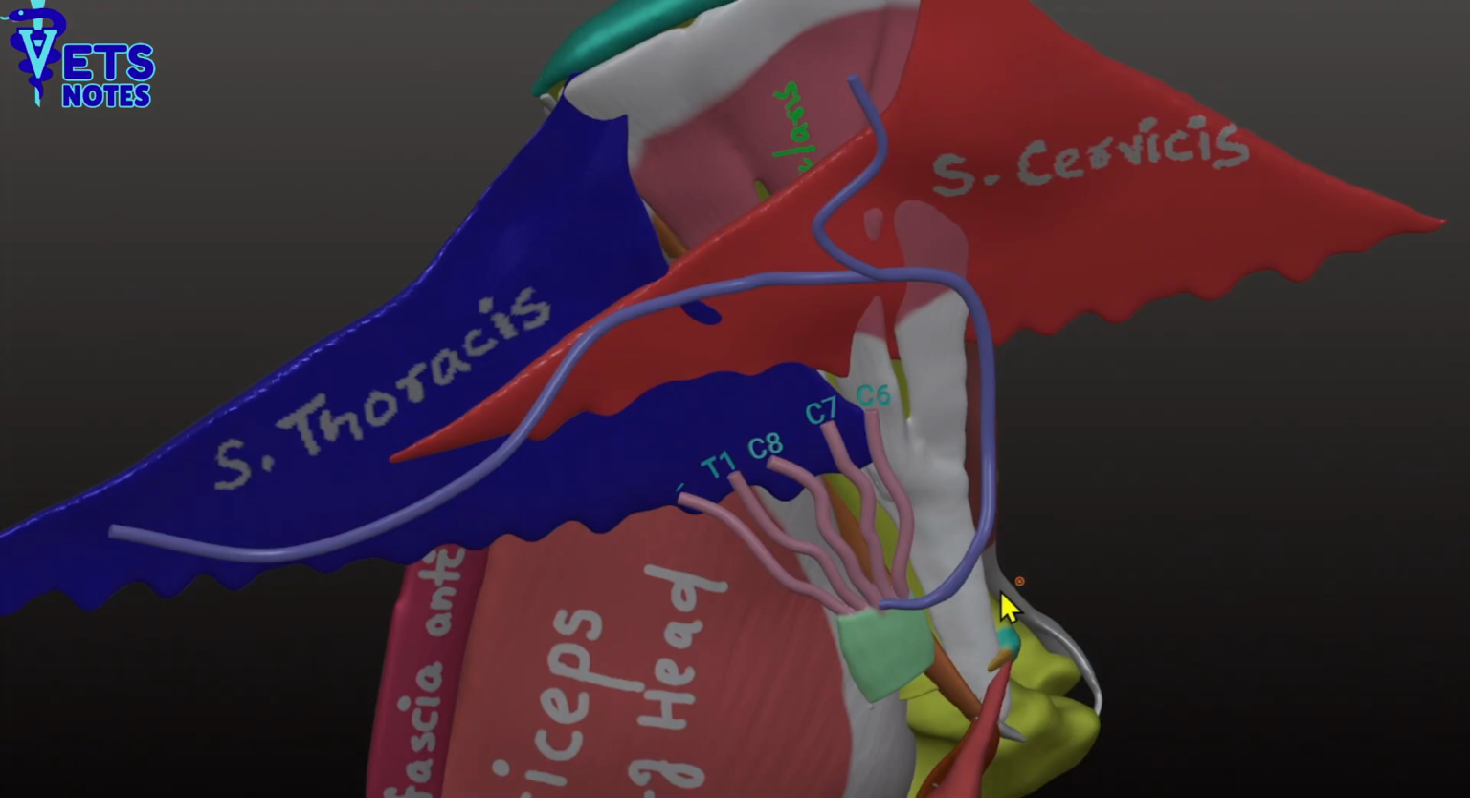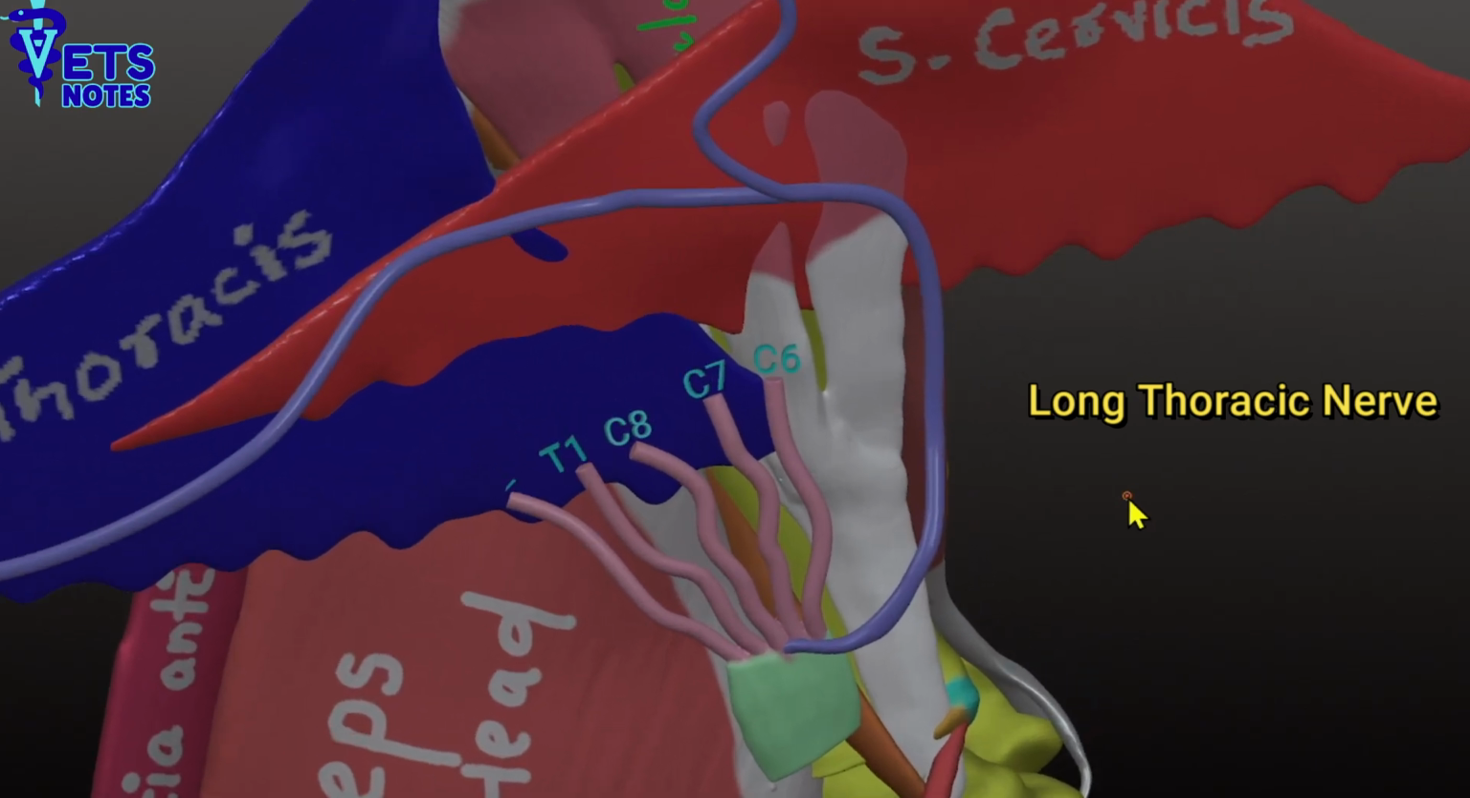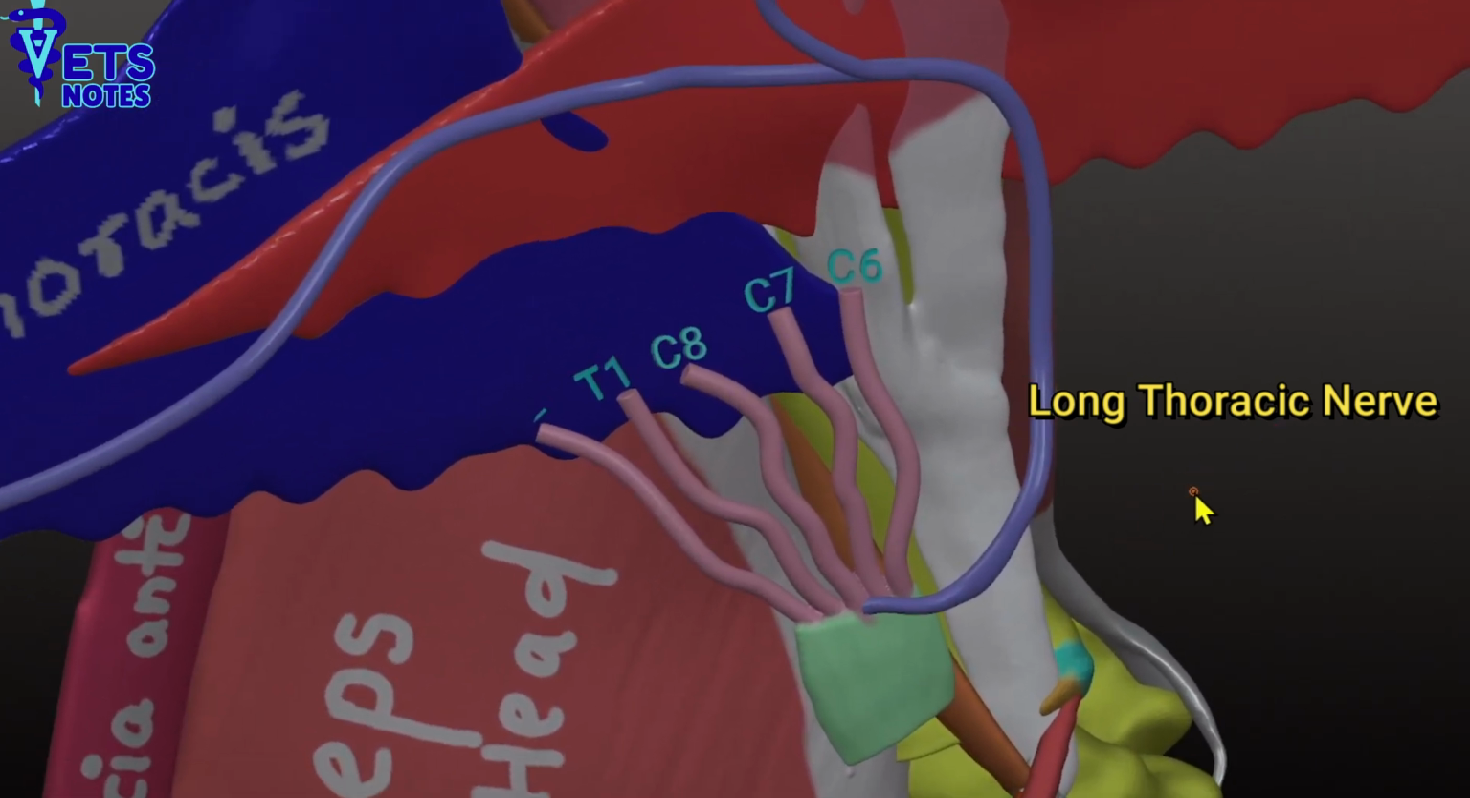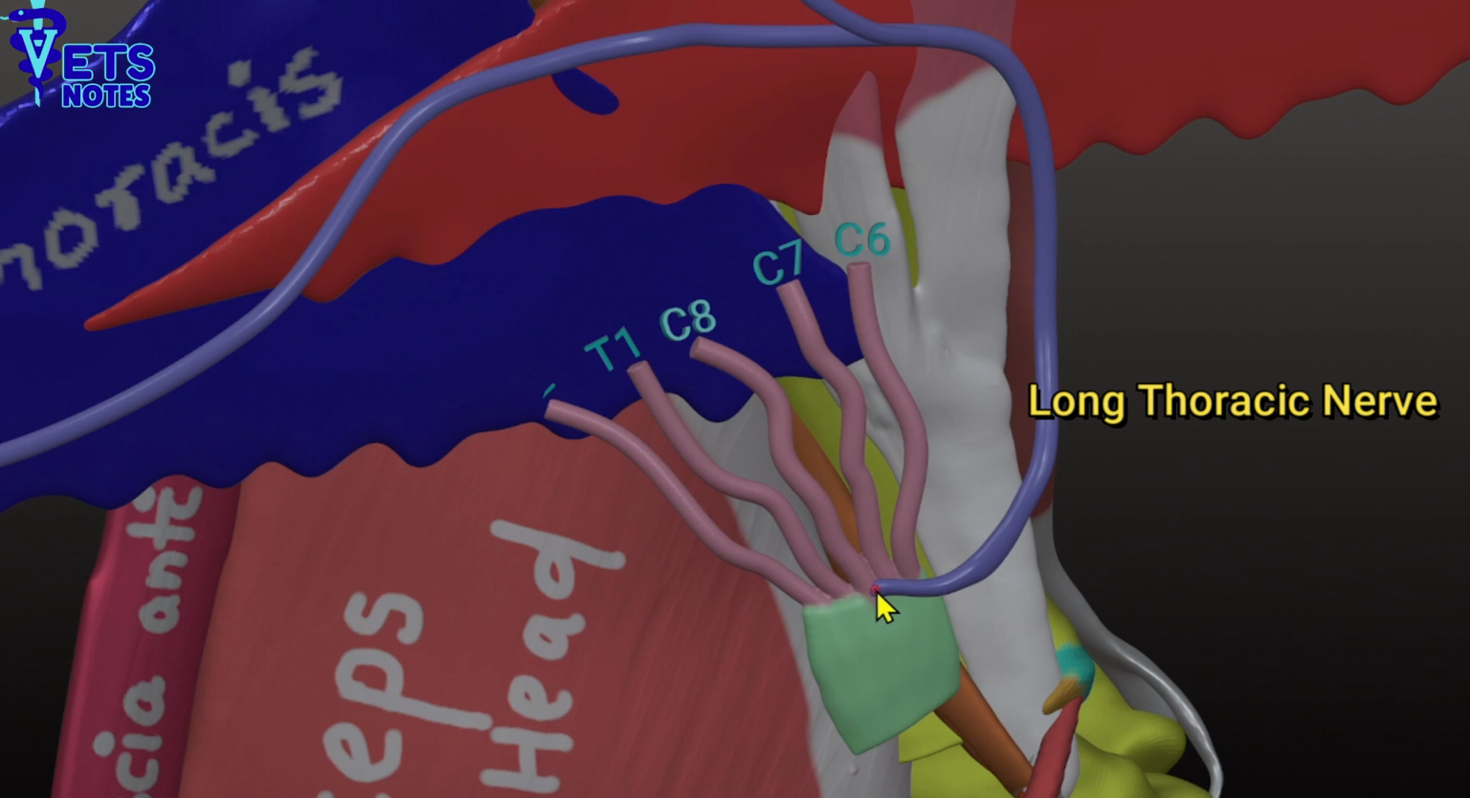This branch is called the long thoracic nerve. You can see a long nerve. If you see the origin, it is derived from C7, the 7th cervical spinal nerve, and C8, the 8th cervical spinal nerve. After origin, it is moving backward in this direction.